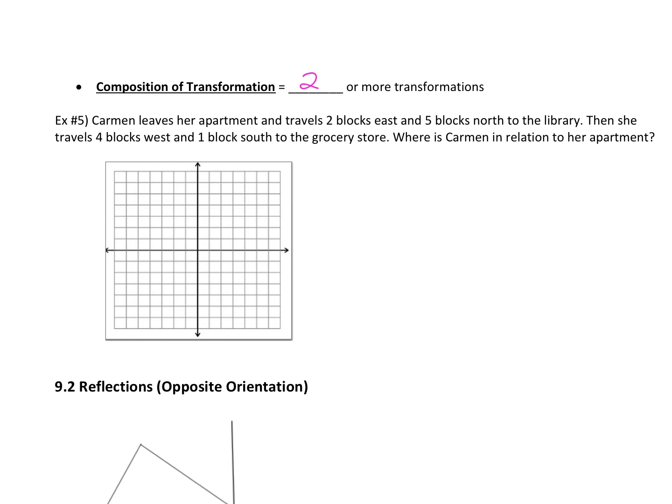It says, example 5, Carmen leaves her apartment. Okay, so we're going to call her apartment home base, 0, 0. Okay, that's her apartment. Leaves her apartment and travels 2 blocks east and 5 blocks north to the library. What quadrant will you be in? The first one, positive, positive, right? 2 blocks east, 5 blocks north. 1, 2, 3, 4, 5. Okay, so this right here is the library.